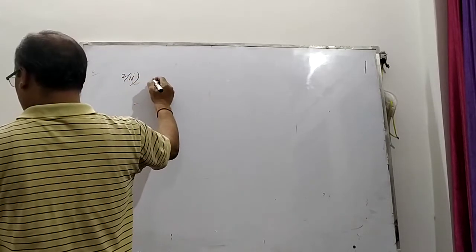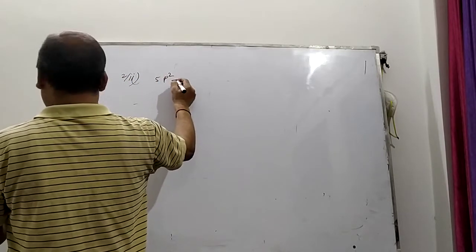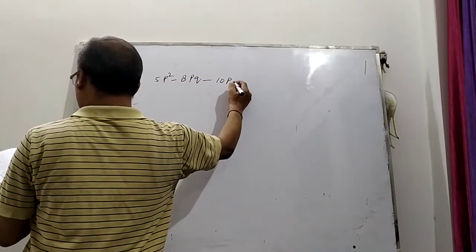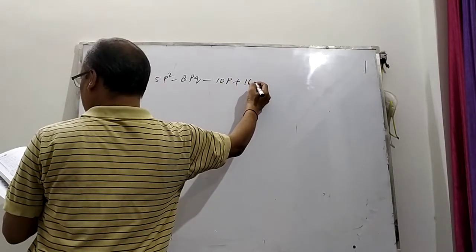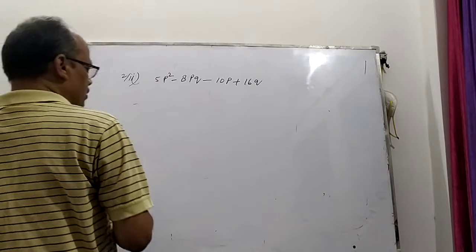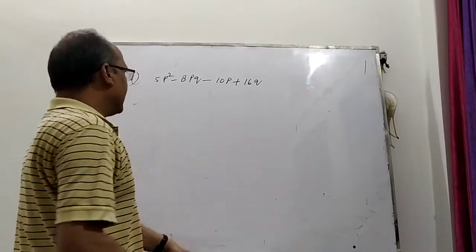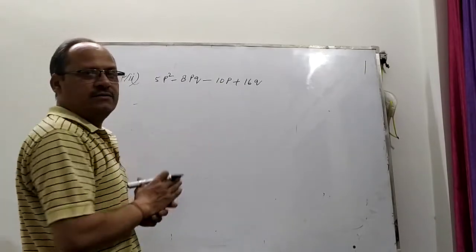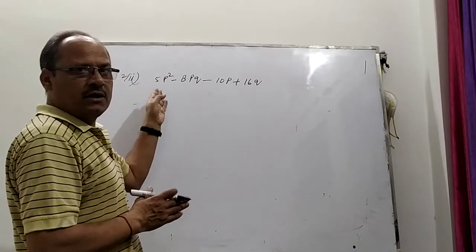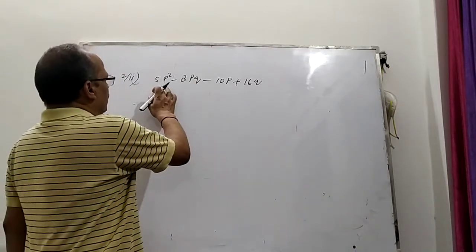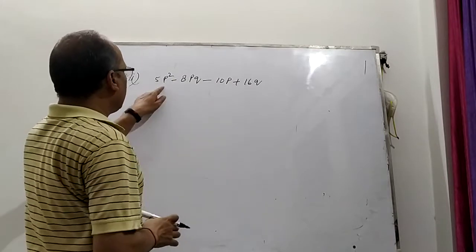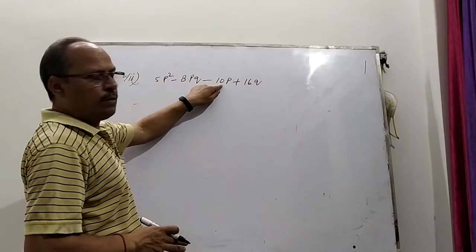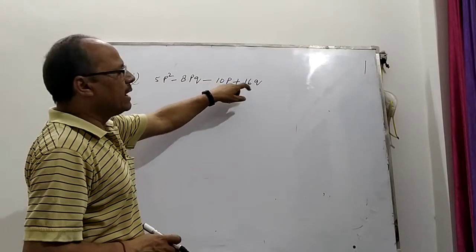Second. 5p square minus 8p cube minus 10p plus 16 cube. You see this, what will be the pair? Is it arranged in the proper way, or will you change the order? Sometimes the order is changed, the terms are changed. So from 5p square, what will be common? p will be common, so 5p minus 8 cube. From here, minus 2 is common, so 5p minus 8 cube.